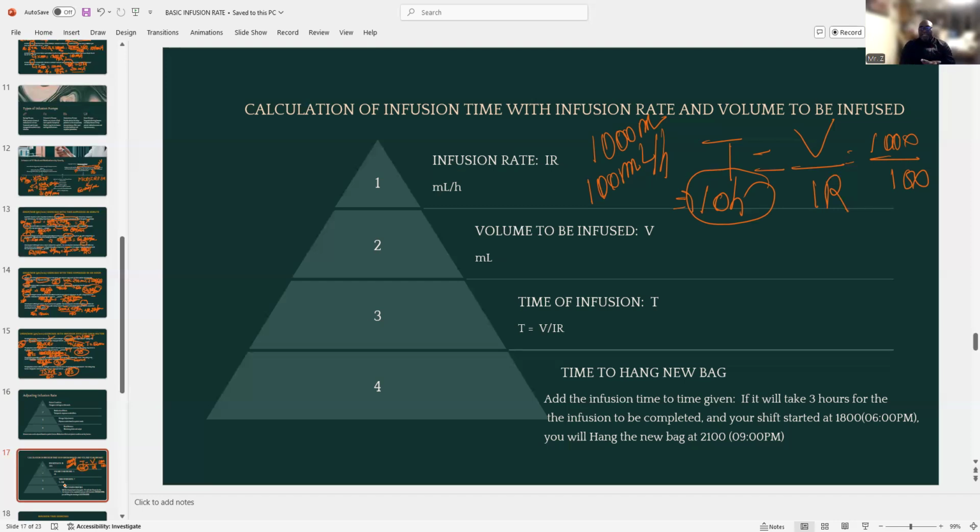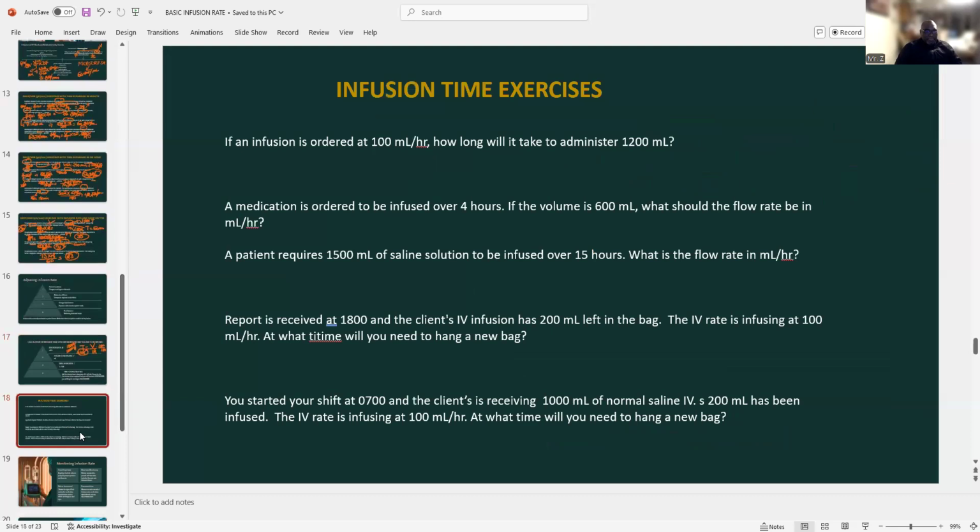If in this exercise it will take 3 hours for the infusion to be completed, and your shift started at 6 p.m., it means you're going to add 3 hours to 6 p.m. when your shift starts. So 3 hours later after your shift started, you're going to hang the new bag, which is going to be 9 p.m. All right, so let's do some exercise here.